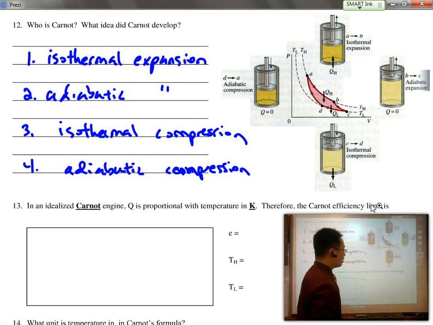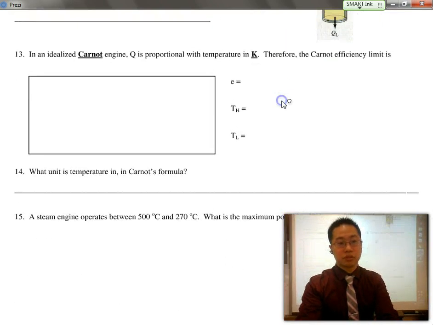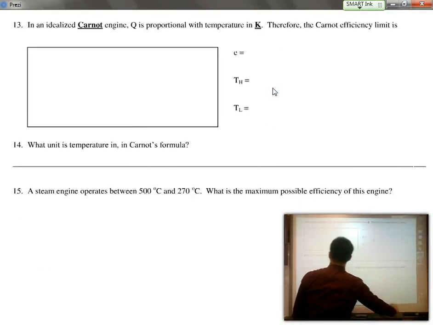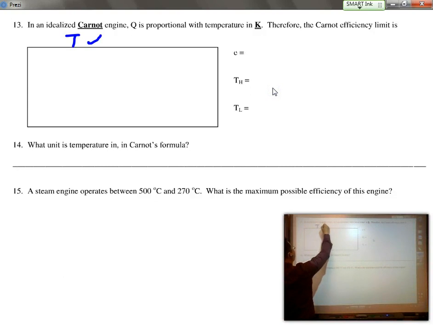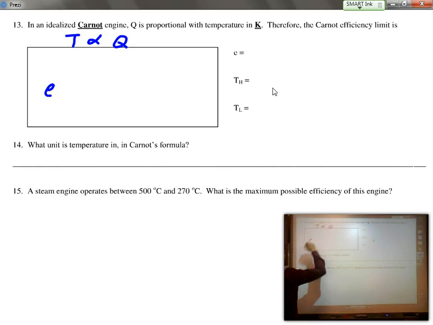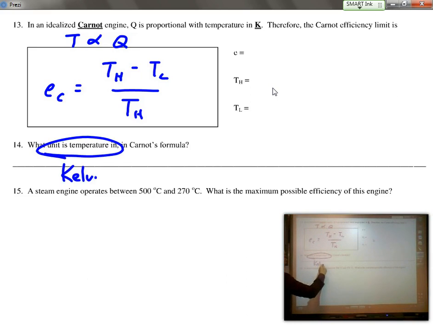Okay. Now, assuming that everything is ideal, that means that the temperature is directly related to the heat transfer itself. So rather than the efficiency based on the amount of heat energy that was transferred in and the work done, Carnot realized that the maximum efficiency, EC, Carnot efficiency, is equal to TH, hot, minus cold, divided by hot. And of course, the unit for temperature is going to be in Kelvin.